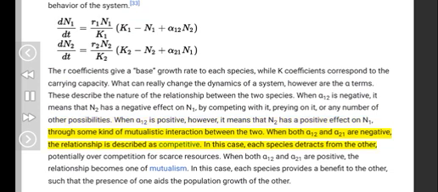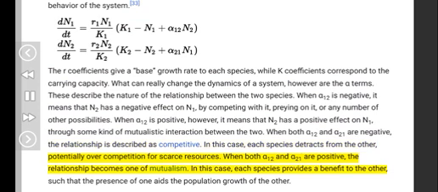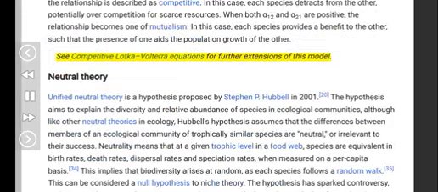When both alpha 12 and alpha 21 are negative, the relationship is described as competitive. In this case, each species detracts from the other, potentially over competition for scarce resources. When both alpha 12 and alpha 21 are positive, the relationship becomes one of mutualism. In this case, each species provides a benefit to the other, such that the presence of one aids the population growth of the other. See competitive Lotka-Volterra equations for further extensions of this model.